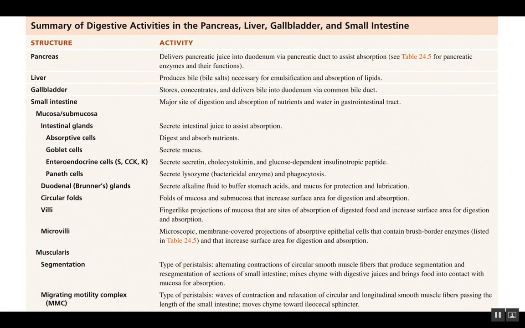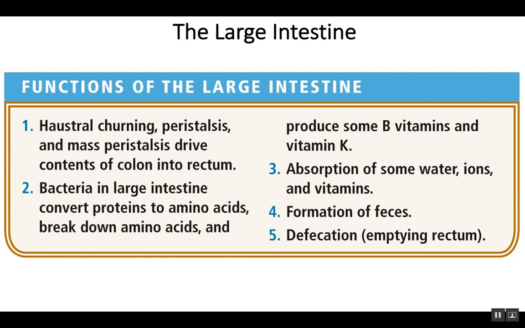This is a good summary table of digestive activities, which include involvement of the pancreas and its enzymes and buffer, involvement of the gallbladder, primarily responsible for bile storage and delivery, but also the small intestine and the number of functions dedicated to the small intestine. In the next video, we will start our discussion on the large intestine.